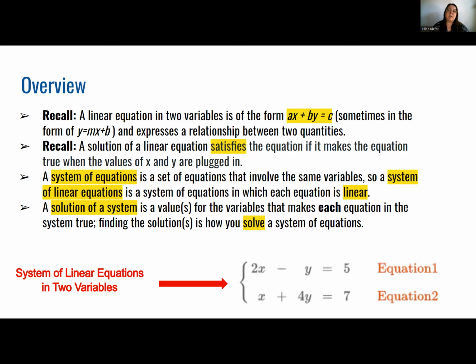We see systems of equations, we're going to find out how to solve them, the different methods that we can do, and the different types of questions that we can see. So we do have a picture here, our system of linear equations in 2 variables. It's going to look something like this. We're going to see this big curly brace on the left-hand side, with 2 equations stacked one on top of another. We call the top one equation 1, the bottom one equation 2. So in this case, we have 2x minus y is equal to 5, and x plus 4y is equal to 7. Those are our 2 equations in our system of linear equations.